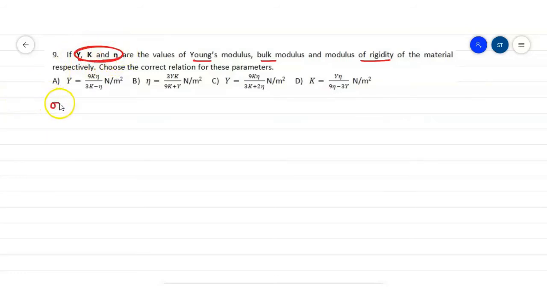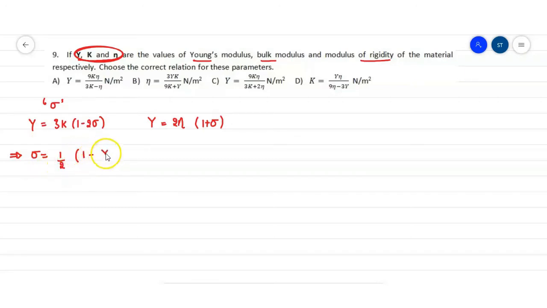Let us assume sigma is the Poisson's ratio of this material. We have two relations. Young's modulus Y equals 3K into 1 minus 2 sigma, in terms of Y, K and sigma, and the other relation is Y equals 2 eta into 1 plus sigma, a relation between Y, eta and sigma. Now we have to solve these two equations. Basically make sigma the subject in both equations. So here sigma will be half into 1 minus Y by 3K.